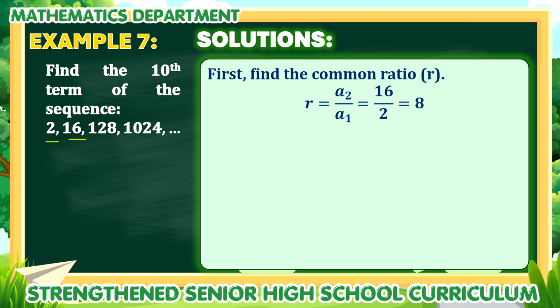As you can see, if we observe our pattern here, we can obtain our next term by multiplying 8 to the previous term. For example, 2 times 8, that's 16, 16 times 8, that's 128, 128 times 8, that is 1024. After determining our common ratio, we then solve our nth term by substituting those values in our formula. We have a sub n is equal to a sub 1 times r raised to n minus 1.